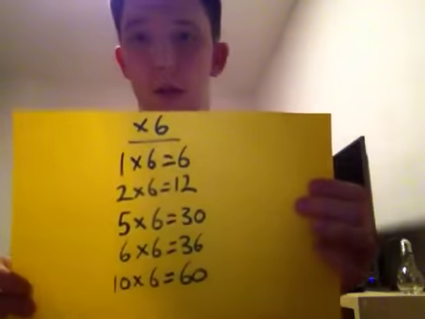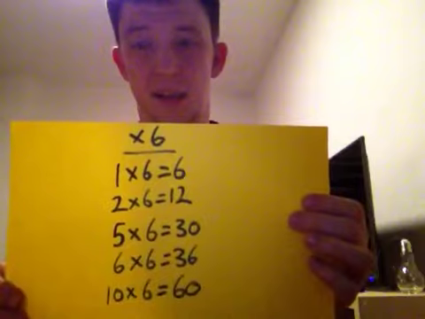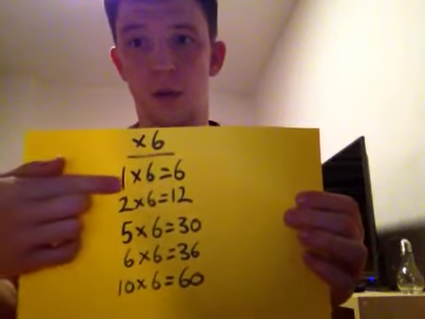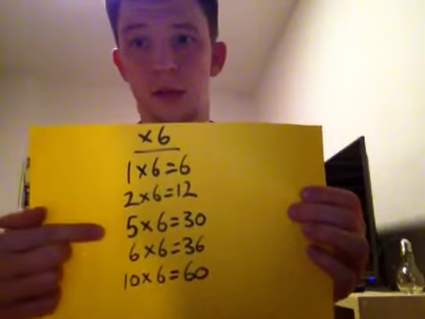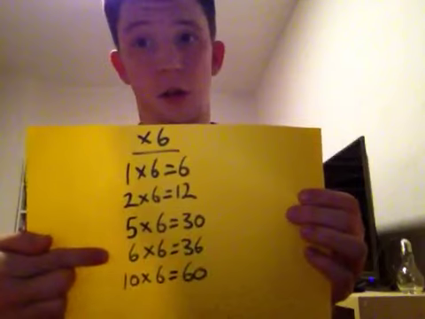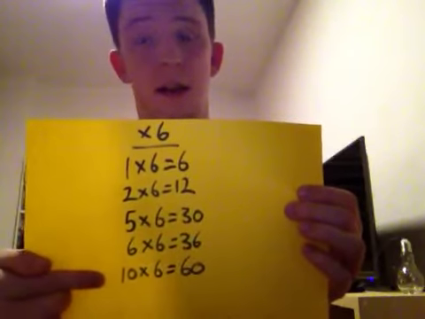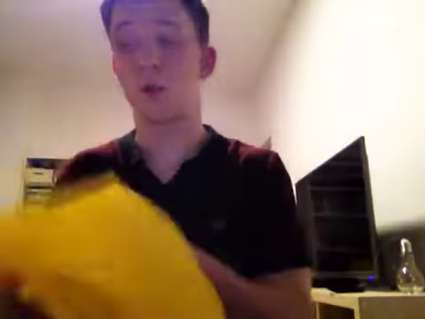So, how do lightning facts work? Well, if you know your 5, your 2s and your 10 times tables and your square numbers, then you've got a good chance of knowing these ones already. So this is the 6 times table. Now as you can see, we already have 1 times 6, 2 times 6, 5 times 6, the square number 6 times 6, and 10 times 6. So with those numbers, we can help figure out other ones as well.